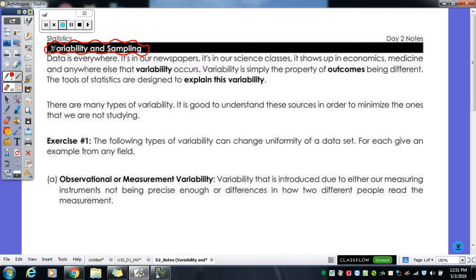So data is everywhere. Every kind of place collects data so that they can analyze stuff. Newspapers, science classes, economics, medicine, anywhere where variability can occur, and that's just simply things being different. So variability is simply the probability of outcomes being different. The tools of statistics are designed to explain this variability.